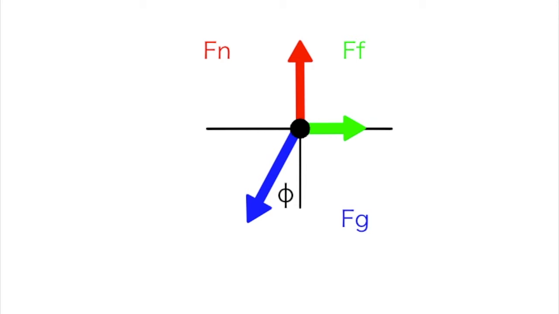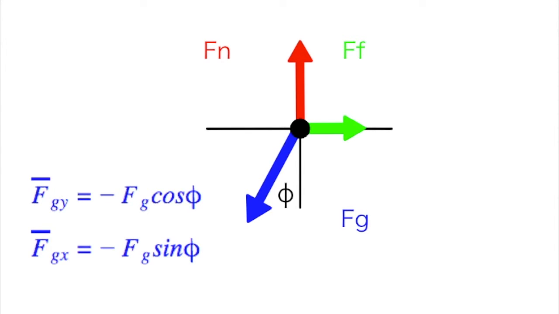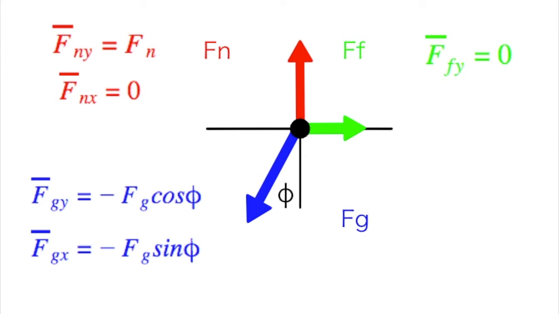By doing this, we are essentially saying that our x dimension lies along the surface of the ramp, and the y dimension acts perpendicularly out of the surface. Now, only the gravitational force has both vertical and horizontal components. The normal force acts only in the positive vertical direction, and the friction force acts only in the positive horizontal direction for our system.